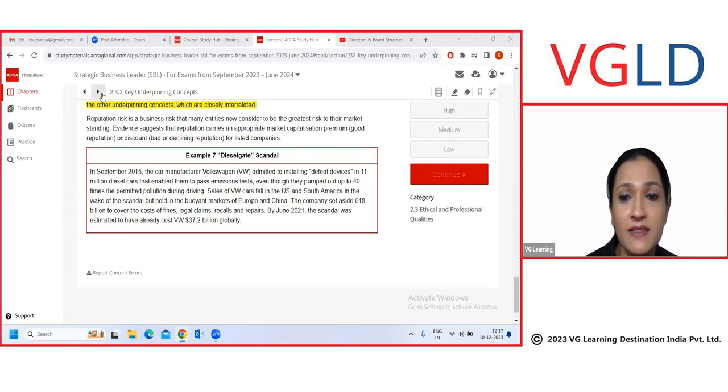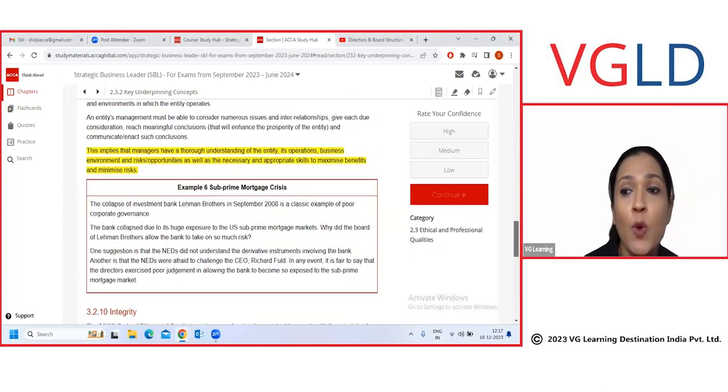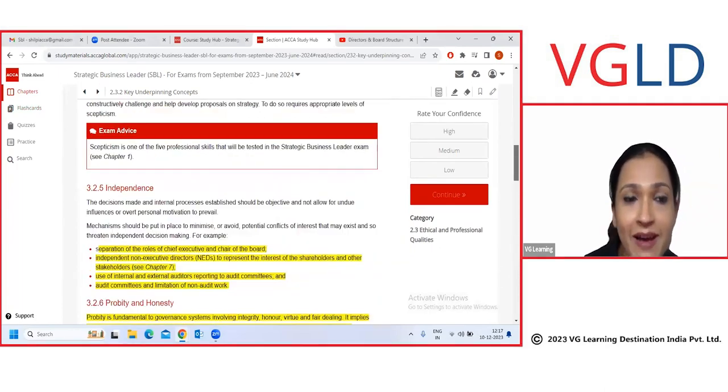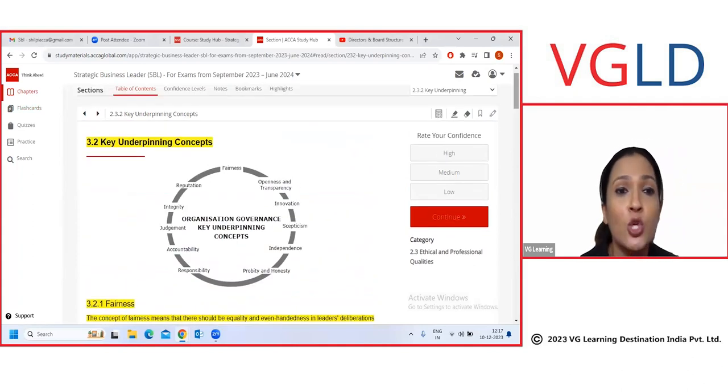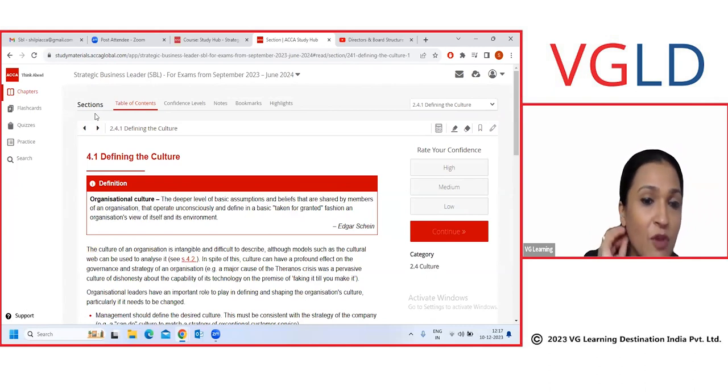Done reading, guys. Any doubts regarding the ethical and professional qualities which, as a strategic business leader, as a board of director, you should be able to imbibe in your conduct in the organization? All of these underpinning concepts are the driving factors and principles behind the concept of corporate governance. Right? Okay with everyone? Quickly ask if you have any doubts here.